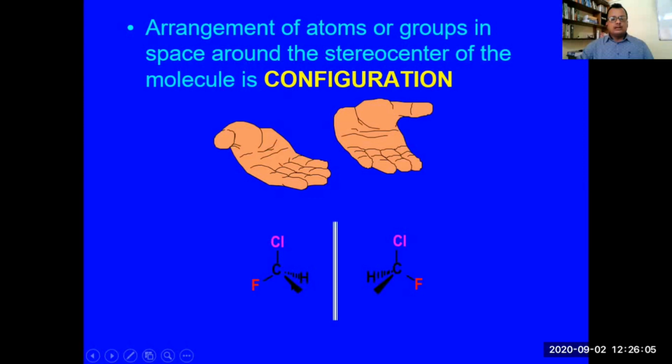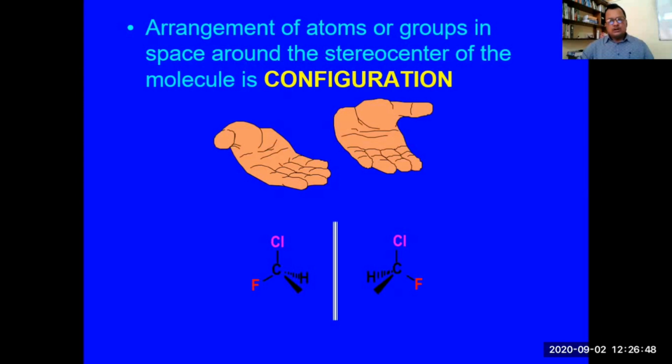So just look at these 2 molecules. This is an asymmetric carbon, or a chiral center, or a stereocenter, and it is attached to a methyl group, chlorine, hydrogen and fluorine. Here you can see the orientation of fluorine and methyl group are different in these 2 pictures. So we say the configurations around this carbon atom are different. What I mean is that configuration represents the geometrical arrangement of different atoms or groups around the stereogenic center.